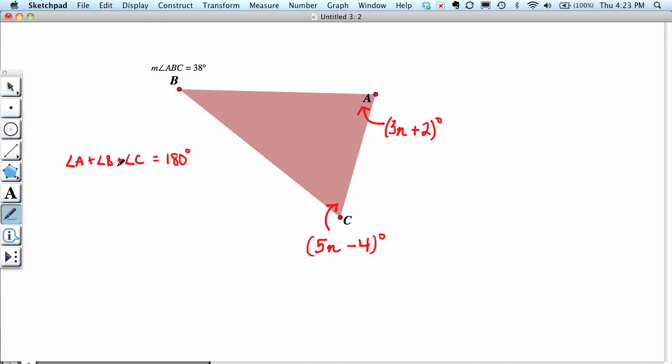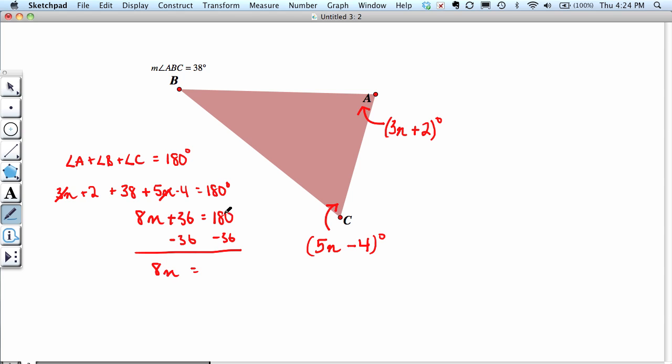So now I'm going to substitute in what I know. I know that angle A is 3n plus 2, angle B is 38, and angle C is 5n minus 4. And that all equals 180 degrees. So the first thing I do anytime I solve equations is I look to simplify, and so 3n and 5n is 8n. And I've got 2 and 38 and minus 4. So 2 plus 38 is 40, minus 4 is 36, so 8n plus 36 equals 180. So now I'll subtract 36 from both sides.